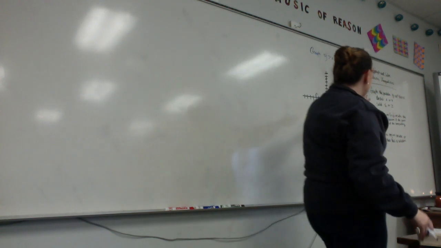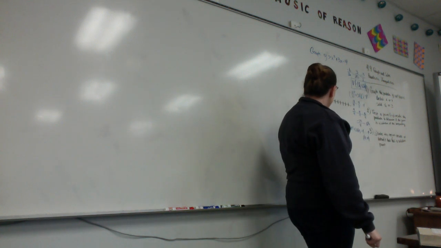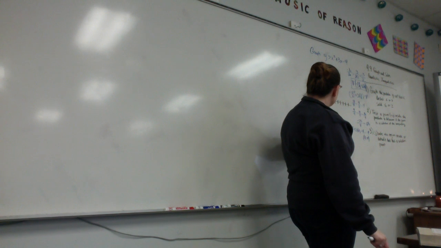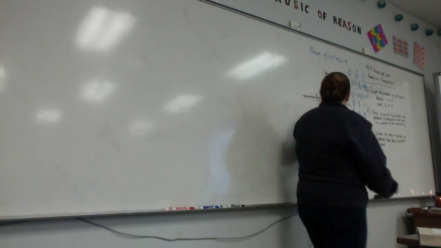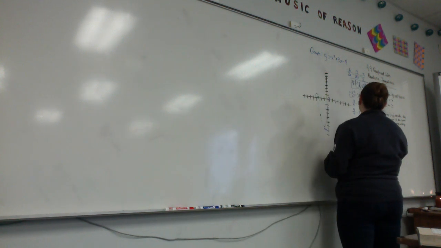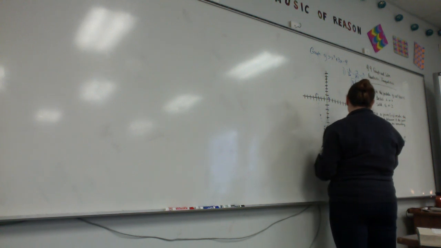Now I need to test a point inside the parabola. If I were you, I would test the point. We can't test 0 because that's part of my parabola, so I would test negative 1, just because it's easy. Negative 1, 0. Okay? So this was all step 1. Step 2 is test a point. We're going to pick negative 1, 0.